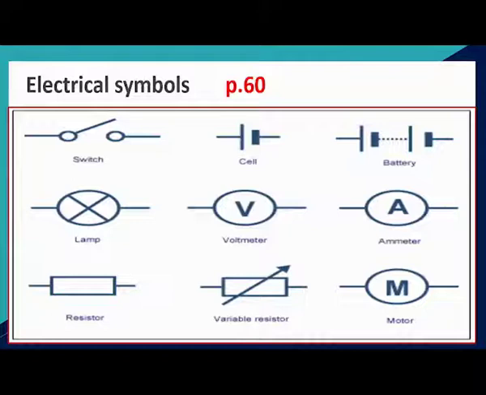Right, then let's now look at electrical symbols, as you should be able to identify what these symbols mean. For example, the switch, that is the sign of the switch, then the sign of the cell, then the battery, then the lamp, then the voltmeter, then the ammeter, then we've got the resistor, then the variable resistor, and the motor. We should be able to identify and name these simple electrical symbols, right?